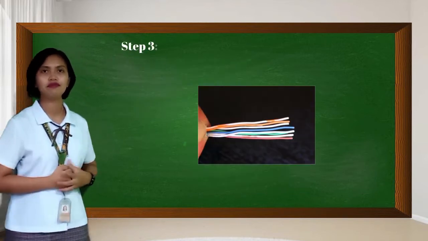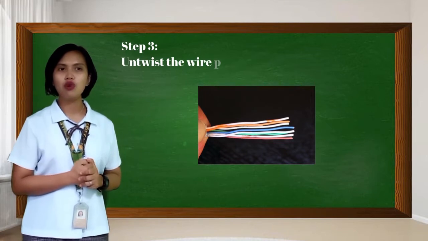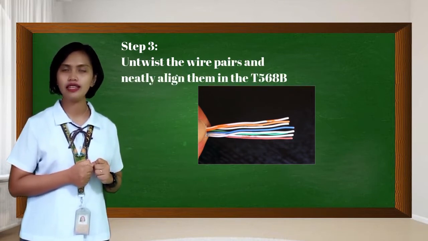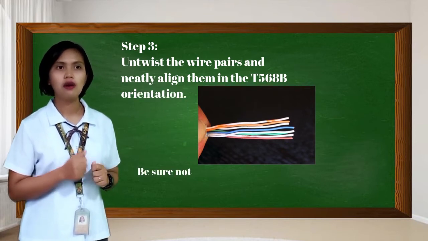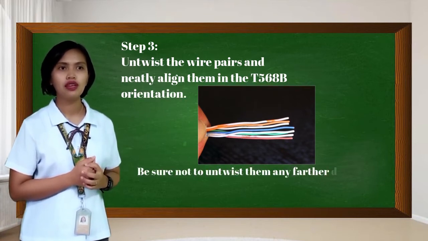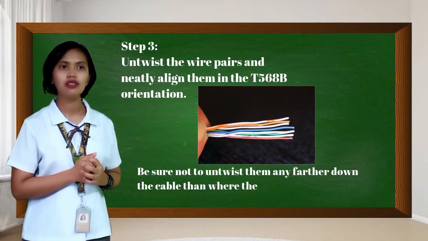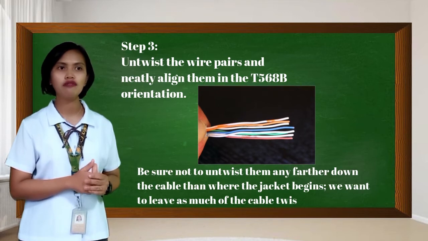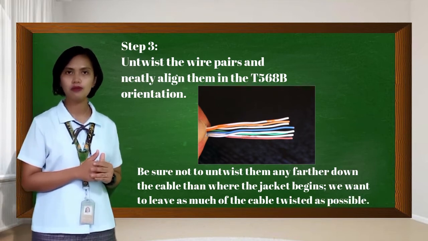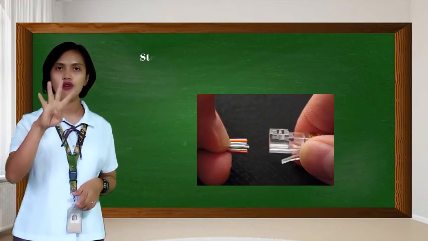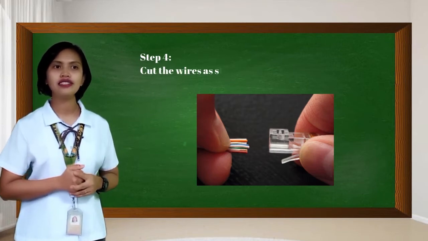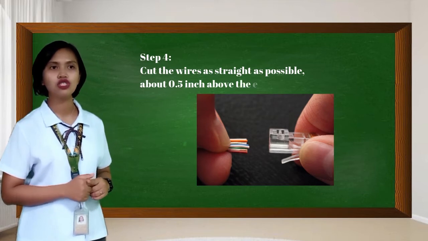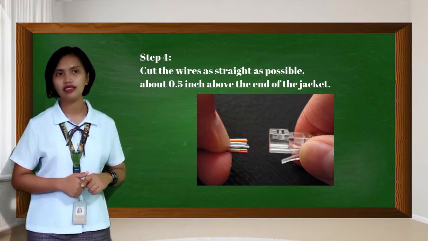Step 3. Untwist the wire pairs and neatly align them in the T568B orientation. Be sure not to untwist them any farther down the cable than where the jacket begins. We want to leave as much of the cable twisted as possible. Step 4. Cut the wires as straight as possible, about 0.5 inch above the end of the jacket.